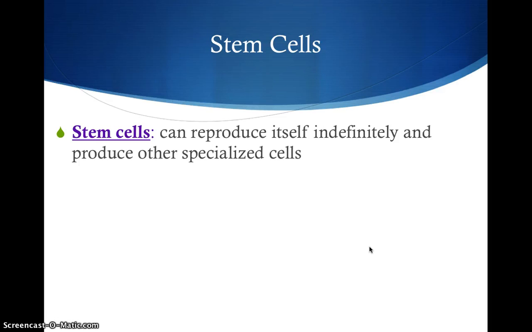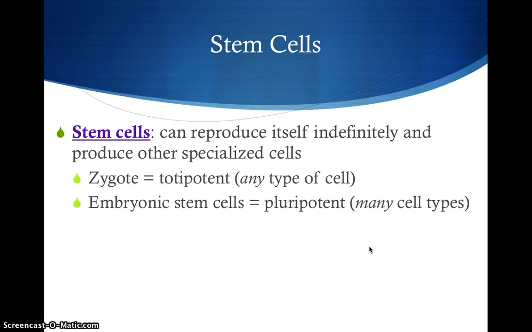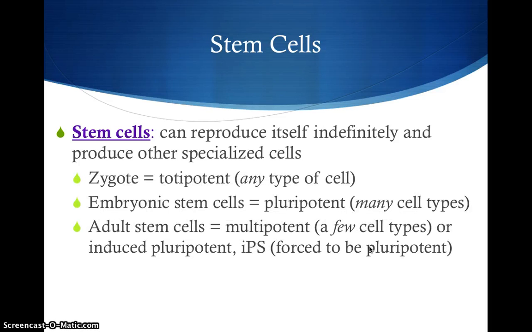Another really cool thing is stem cells. There are a few types of stem cell. You have the zygote, which is totipotent, meaning it can turn into any type of cell. Then you also have the embryonic stem cell, which we call pluripotent, which means it can become many different cell types, many but not all. And lastly we have the adult stem cell, which is multipotent, meaning a few cell types.